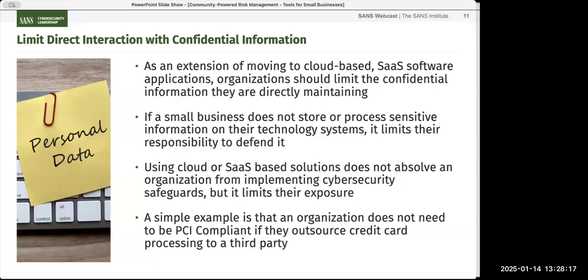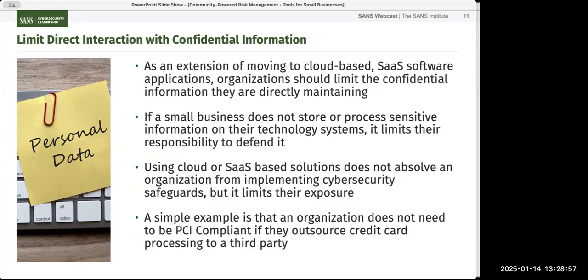Now, in addition to that, what I'd probably start telling organizations is limit direct interaction with confidential information. So again, as an extension of moving to SaaS applications, we want to limit what data the small business is directly supporting. I was working with a very large enterprise, a Fortune 500, and we were doing some insurance evaluations for cybersecurity insurance. And they had to maintain all kinds of social security numbers as a part of an application process they were doing. Long story short, we realized once the initial application was done, they didn't really use that social security number ever again. And so they put in a process to archive that data. And eventually they decided not to keep it at all beyond a very, very short window of time.